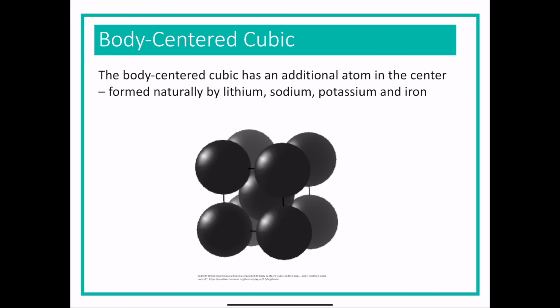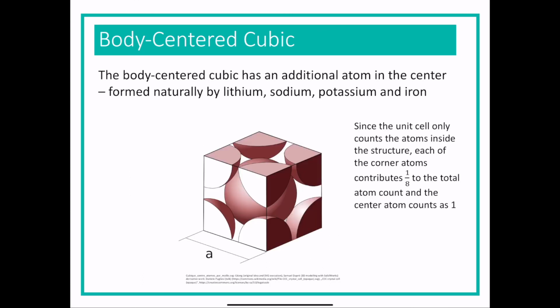A body-centered cubic, again, we only count the corners as an 1/8, but that 1 atom in the middle is counted as 1 atom. So when we go through and figure out how many atoms we have for that, we have each one of the corners contributing an 1/8, so that gives us 1 atom, and then 1 big old atom in the middle gives us 2. So the body-centered cubic contains twice as many atoms as the simple.